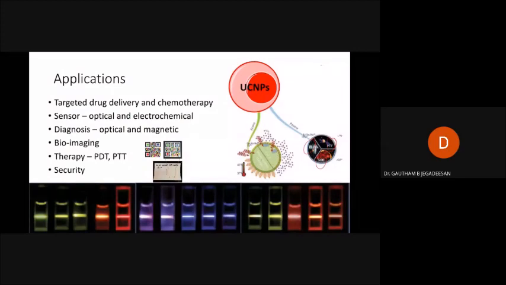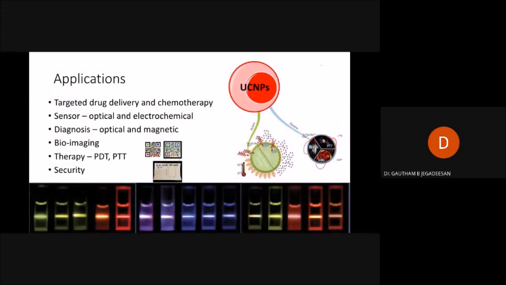Next, the upconverting nanoparticle can be used to track material. You can use NIR radiation from outside, and you can easily track where it exactly travels. The next application is a sensor. Optical sensors and electrochemical sensors can be used to sense various molecules. For diagnosis purposes, it can be diagnosed optically, or magnetically. Next one is bioimaging, to image biomolecules. Then therapy, photodynamic therapy or photothermal therapy, or security applications.